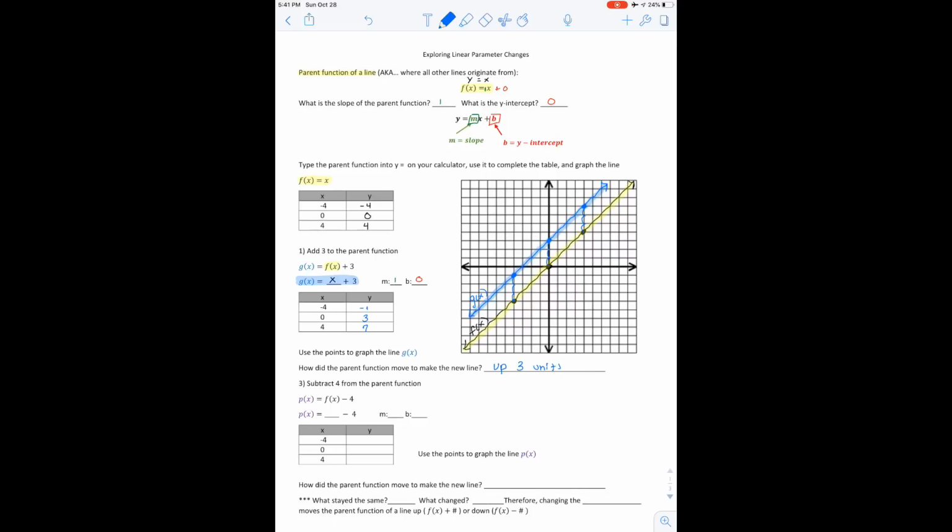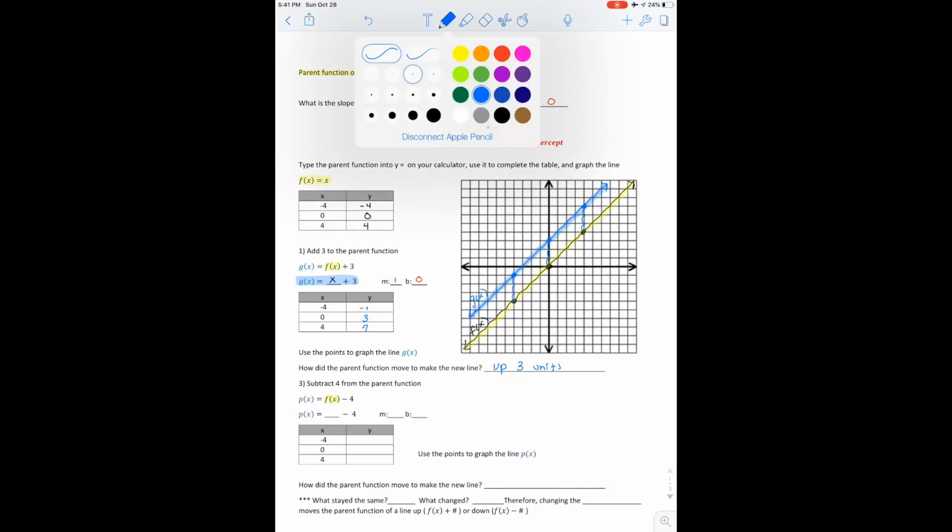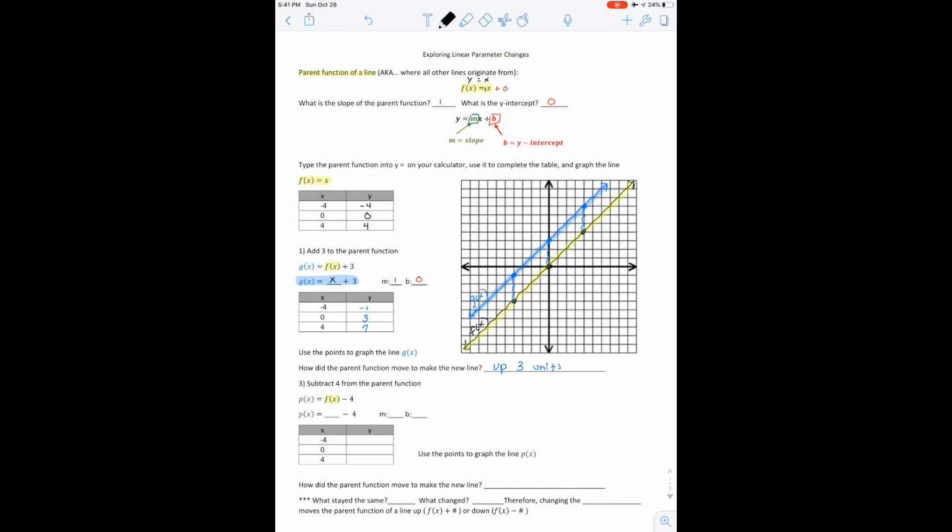Alright, so now this time we're going to subtract 4 from the parent function. So again, here's our parent function, f of x. So we're subtracting 4 from that parent function. And our parent function, f of x equals x, so we can replace f of x with x. I'm just going to highlight this so you remember that's the same thing. Those are just part of the parent function.